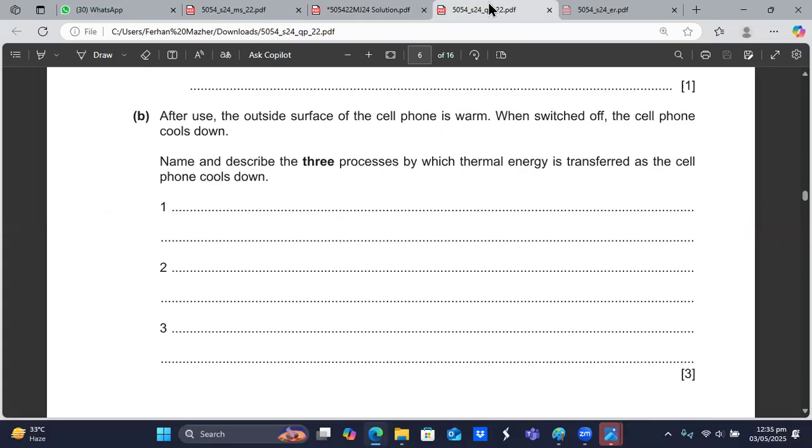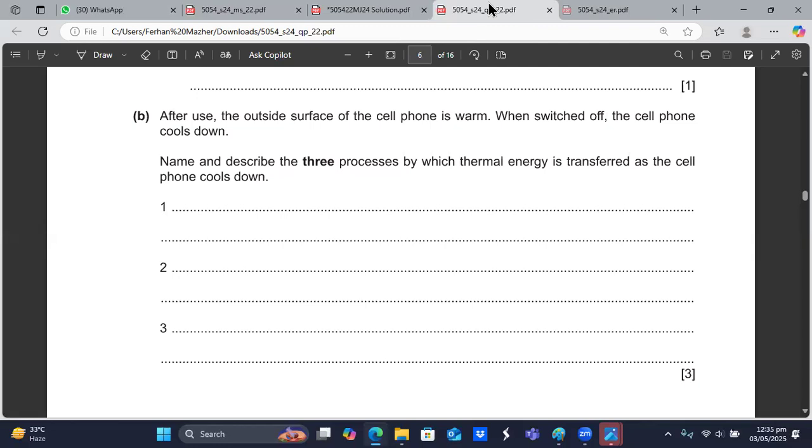Then we have question number 3, its B part. He says after use, the outside surface of the cell phone is warm. When switched off, the cell phone cools down. Name and describe 3 processes by which the thermal energy is transferred as the phone cools down.